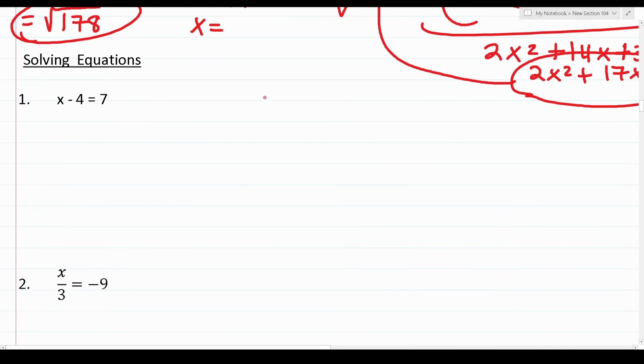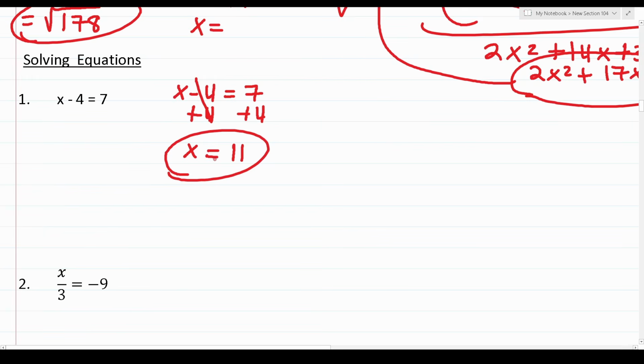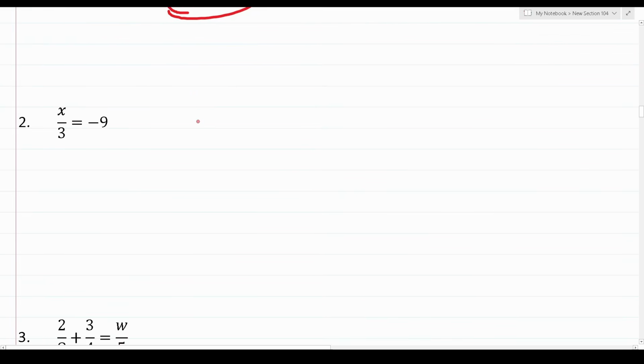And not surprisingly, I'm going to write this one off to the side. X minus 4 equals 7. Our goal is to get x equal to something by itself. So in this case, this is a one-step equation because we just have to add 4 to both sides. This crosses out, leaving you with x equals 7 plus 4, which is going to be 11. All right. And yes, questions on the ASVAB do get that simple.